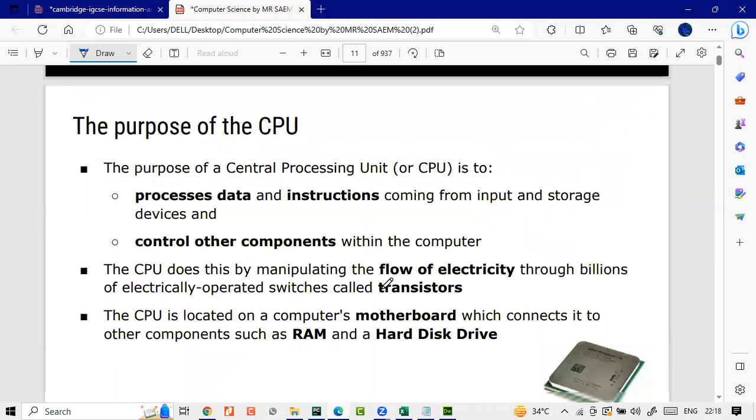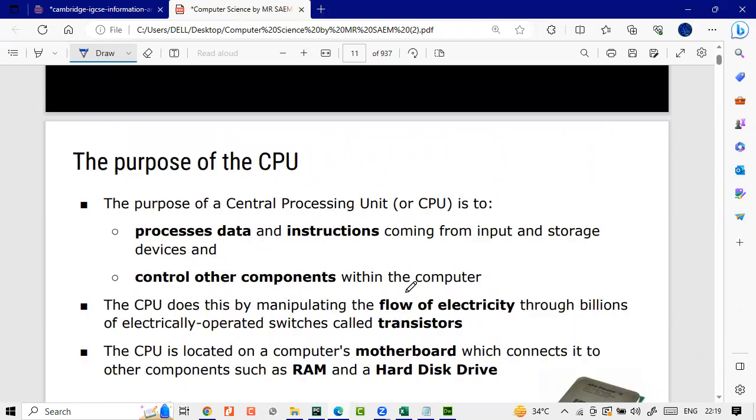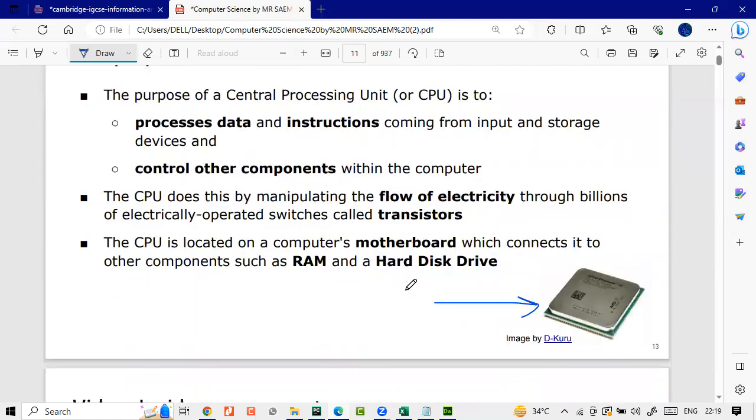CPU, central processing unit. You know what a processor is. You have pins over here as well. Okay, and now a CPU basically consists of different parts. We'll talk about that. It's there to process instructions that are input or that are stored within the devices. The CPU does this by manipulating the flow of electricity through billions of electrically operated switches called transistors.